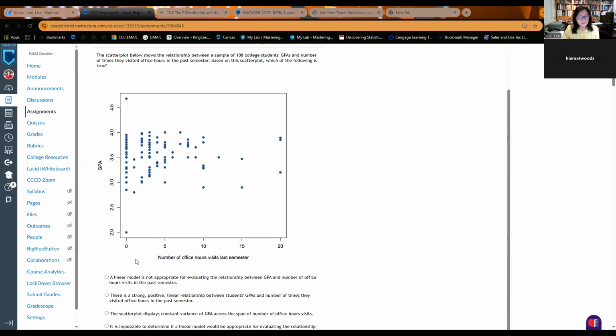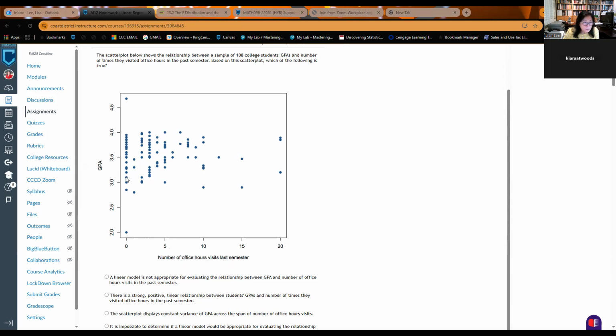So let's look at a horizontal line. It's presenting the number of office hour visits last semester. The first point here shows a student visited 0 hours, never showed up at the office hour, and the GPA is 2.0. That's the first point at the bottom here. Then, there are some points on the top here.